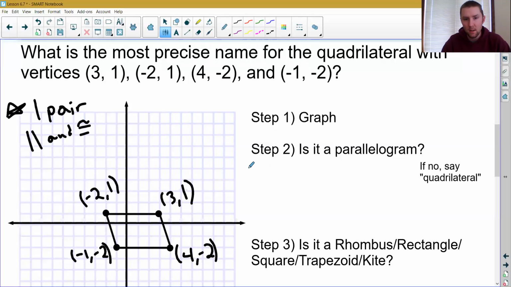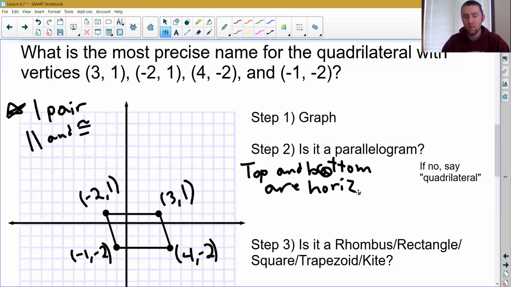I'm going to say top and bottom, whoops, that's supposed to be an O, top and bottom are horizontal. Okay, top and bottom are horizontal. So that right there tells me that they are parallel. That gives me one pair of opposite sides that are parallel. So top and bottom are horizontal, so that means they're parallel.